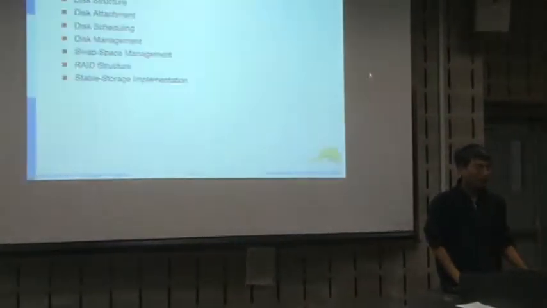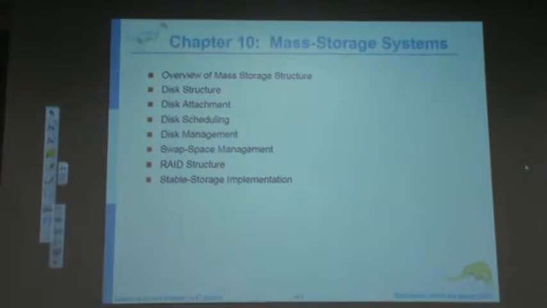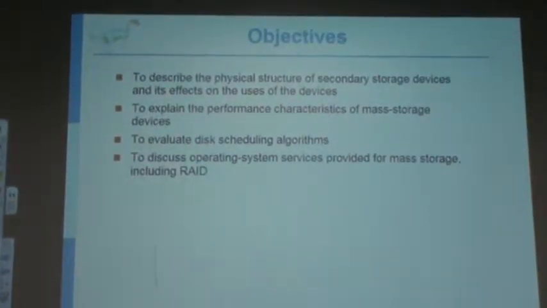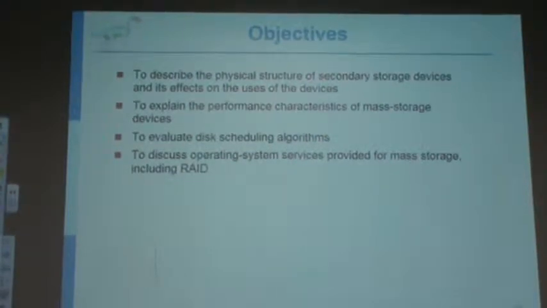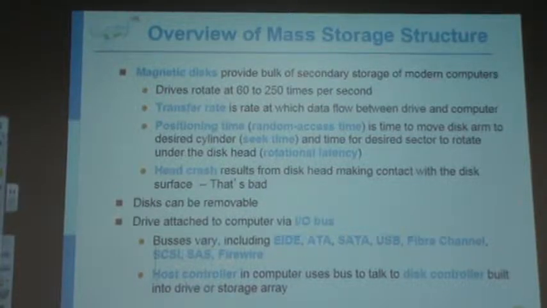Okay. The first, chapter 10, is the mass storage system. We'd like to see the introduction of such a storage system in this chapter. It's not very complicated. It has several important algorithms. So, an overview of the mass storage structure.